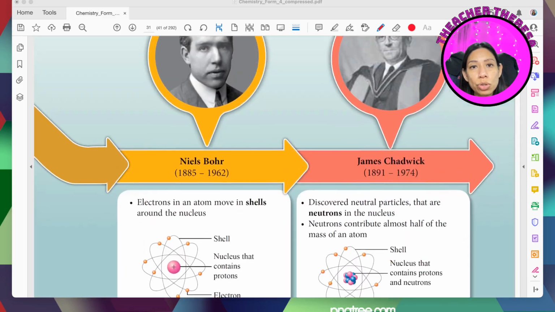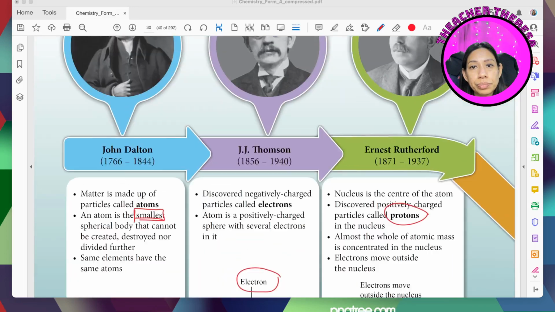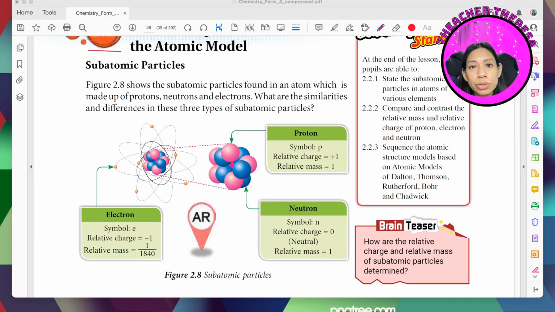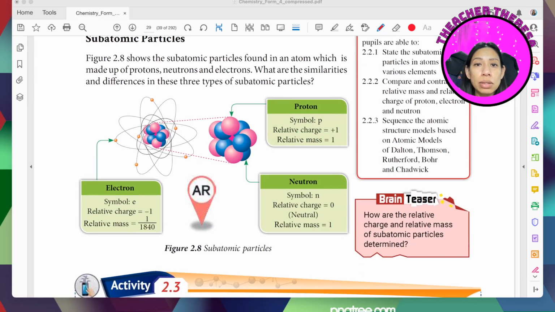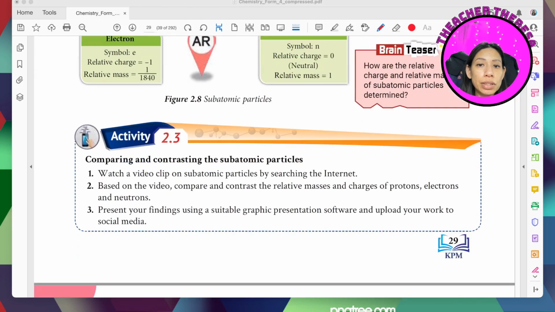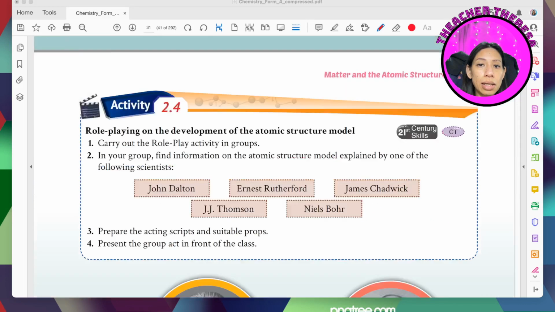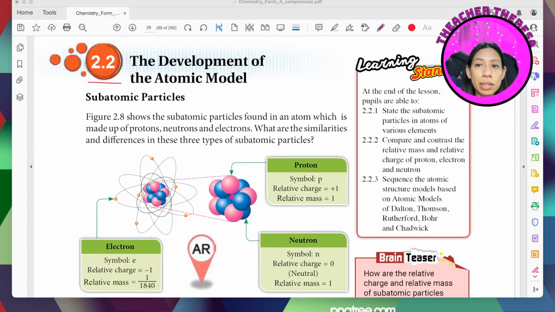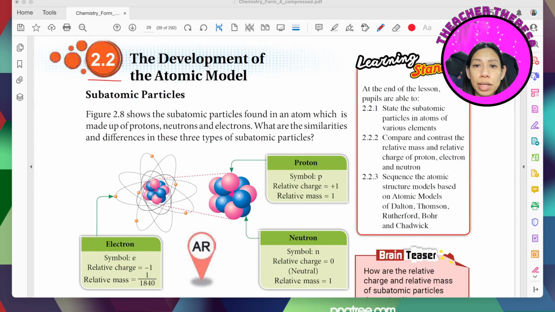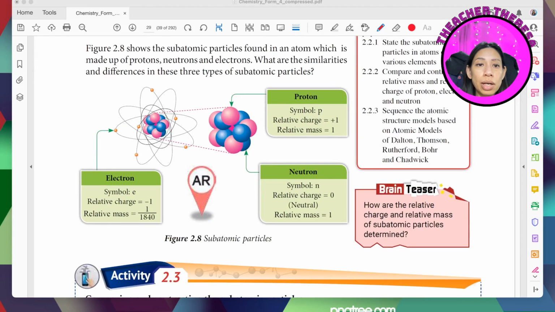Let me just go back and tell you. In 2.2, you need to state the subatomic particles in atoms of various elements. So an atom has your electron, proton, and neutron. Even looking at the scientists, you already know the subatomic particles. Compare and contrast the relative mass and relative charge of proton, electron, and neutron.